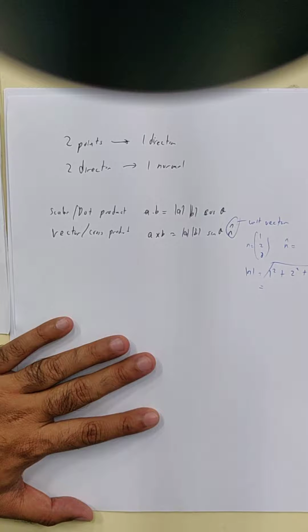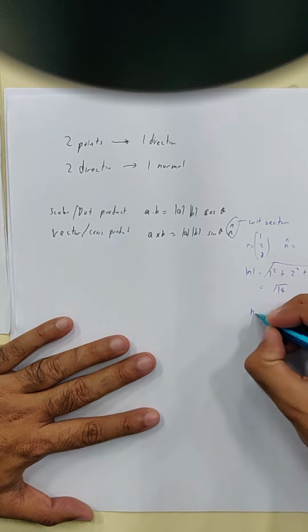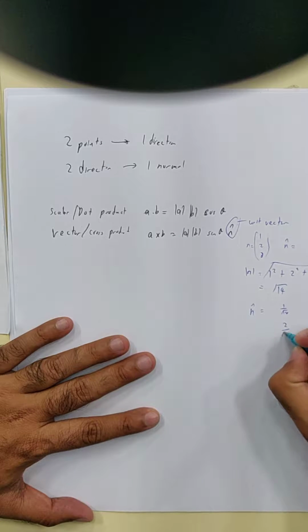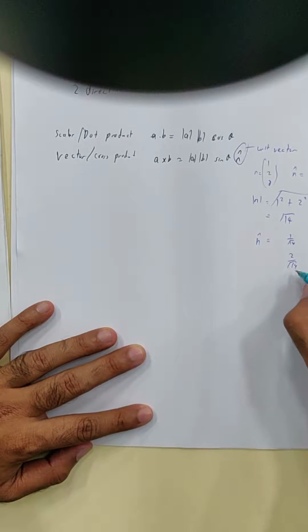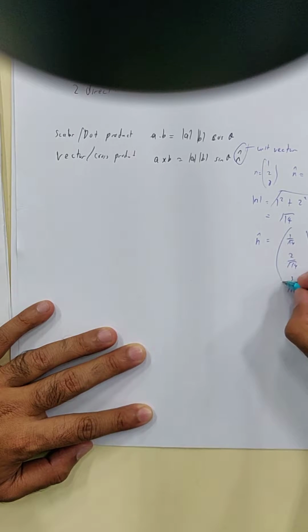That's the value, 14, right? Square root 14. So n hat will be 1 over square root 14, 2 over square root 14, and 3 over square root 14. Are you okay?